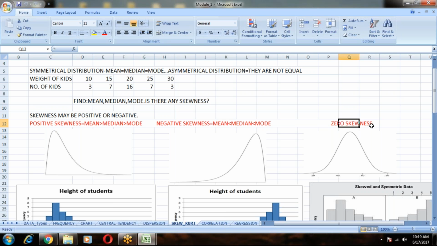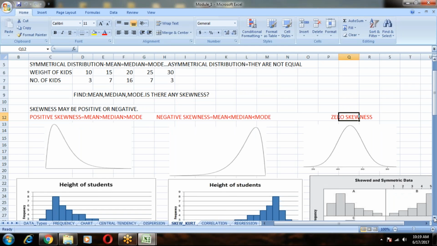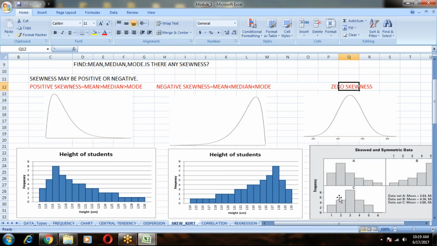If you plot the graph at these extreme points, you will get a curve like this. This is a bell-shaped curve. This is a standard one. We are calling it normally distributed or symmetrical distribution. This middlemost point is actually the mean value. So mean is equal to median is equal to mode. So this is your zero skewness.